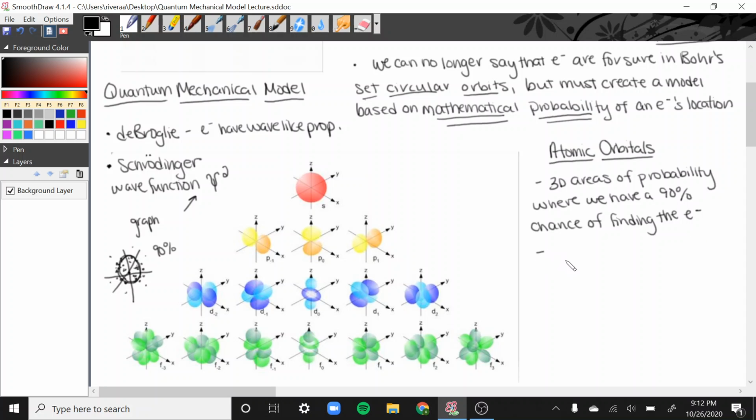These areas of probability have specific shapes. So as you will notice off here to the left, there are spherical shapes. We call those s orbitals. There are these dumbbell shapes. Those are what we call the p orbitals.